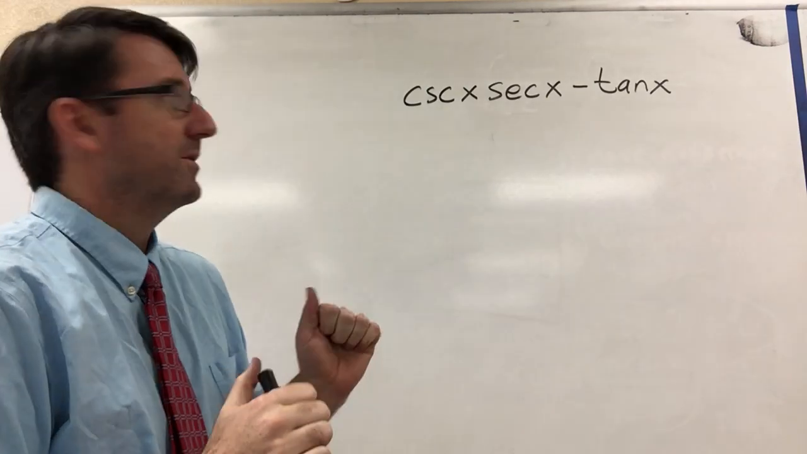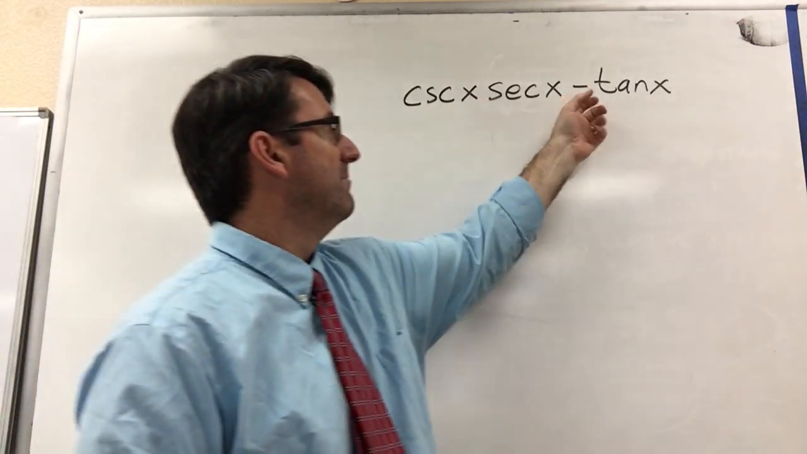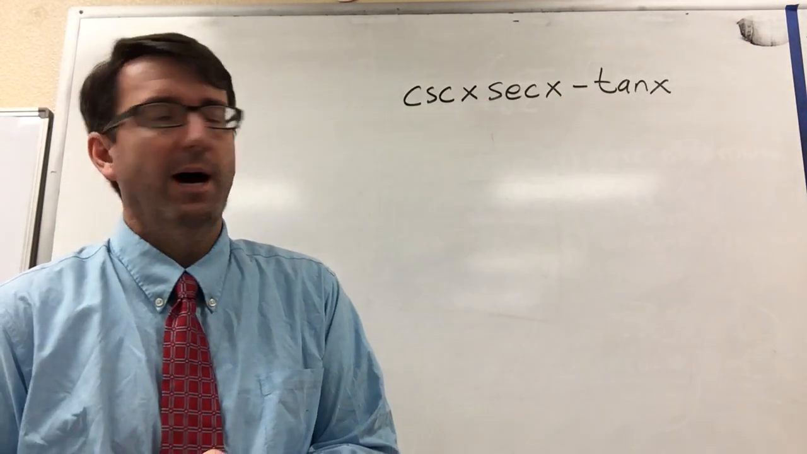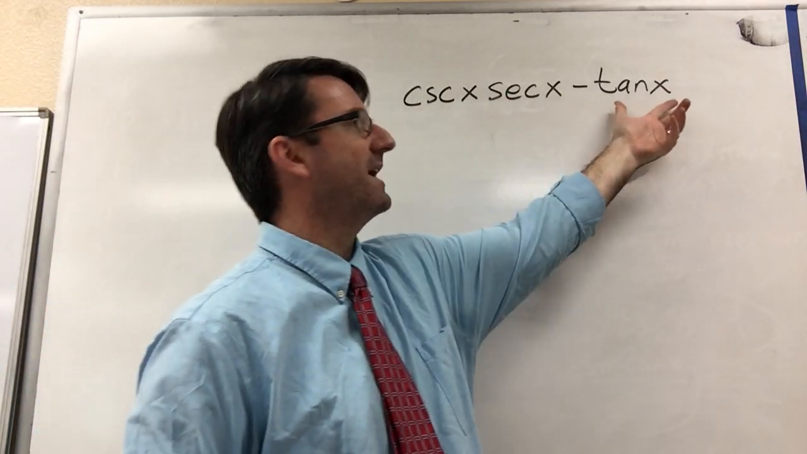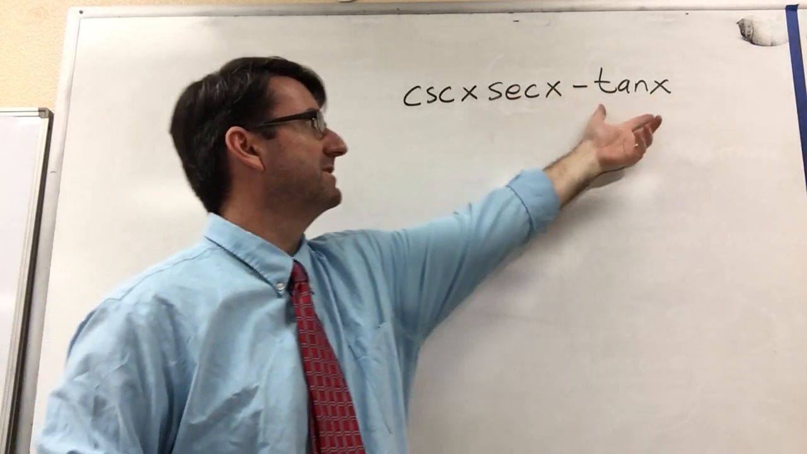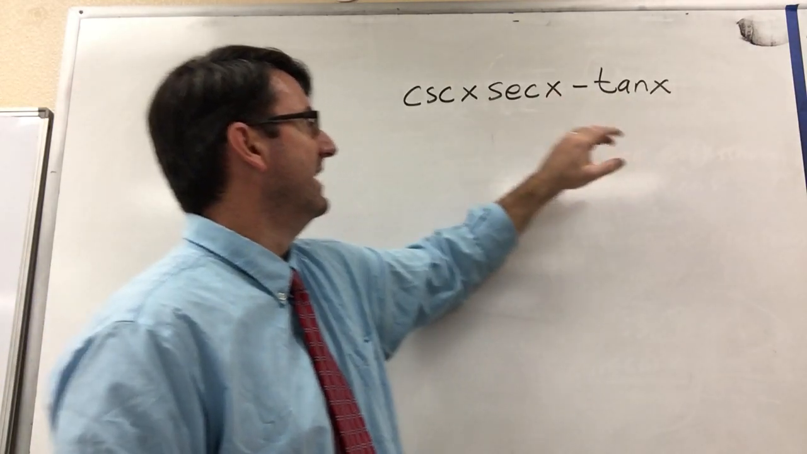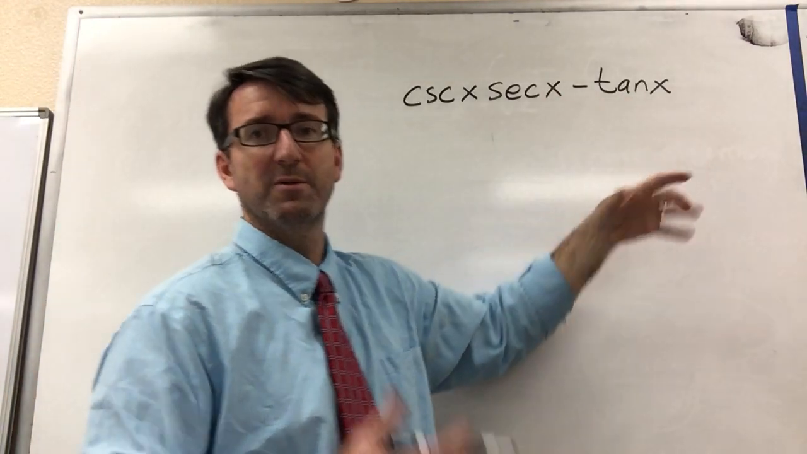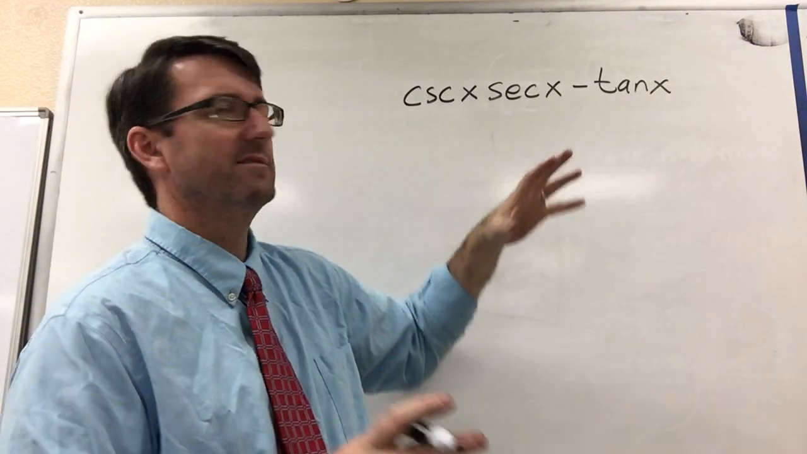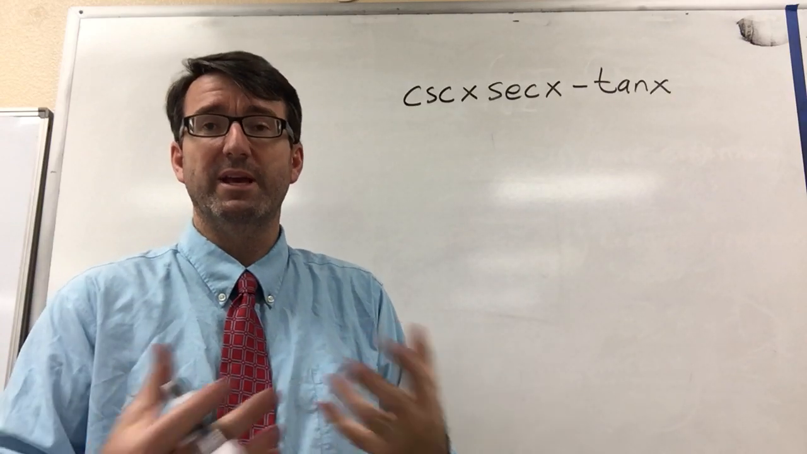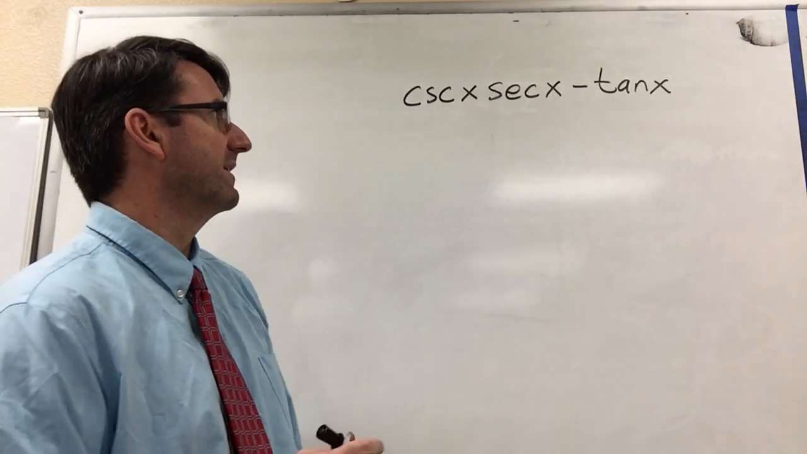All right, number one, we're asked to simplify this expression, cosecant x times secant x minus tangent of x. With this one, first of all, there's not the same trig function showing up in both terms. That's one of the first things we want to look at. If there's the same trig function in both terms, we can factor that out. There's also not something that jumps out at us right away as being one of our identities that we can substitute in there.